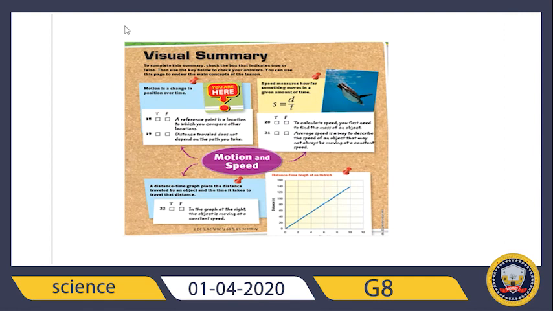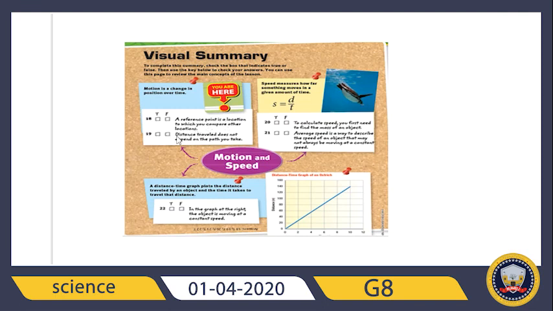So guys, here we have some questions from the lesson review for the first lesson. Let us try to answer some of them. So here, motion is a change in position over time. For question 18, a reference point is a location to which you compare other locations. What do you think, guys? That would be the answer here. Exactly, true. A reference point is a location to which you compare other locations.